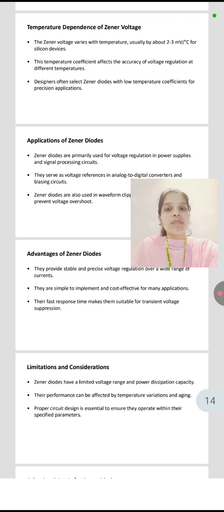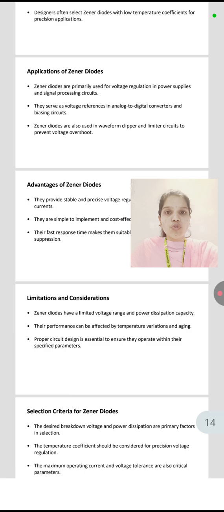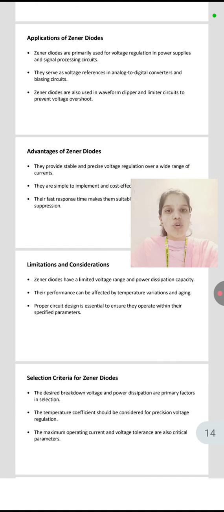And we will discuss applications of Zener diodes. Zener diodes are primarily used for voltage regulation in power supplies and signal processing circuits. They serve as voltage reference in analog to digital converters and biasing circuits. Zener diodes are also used in waveform clipper and limiter circuits to prevent voltage overshoot.